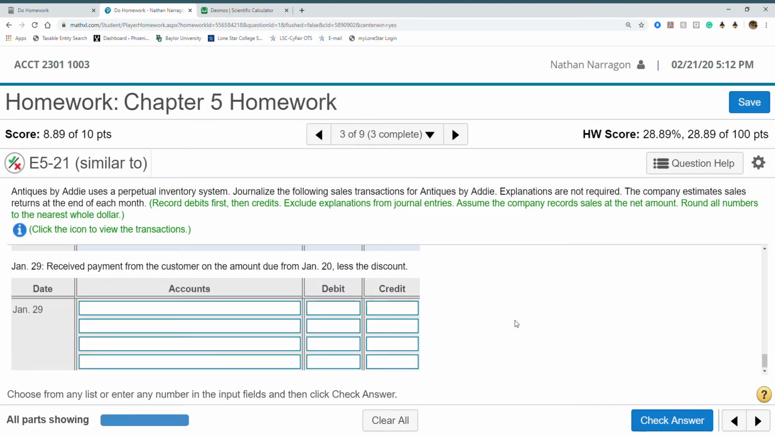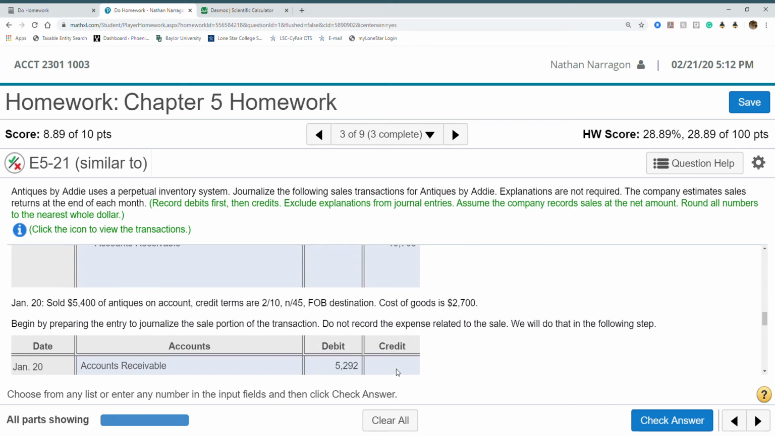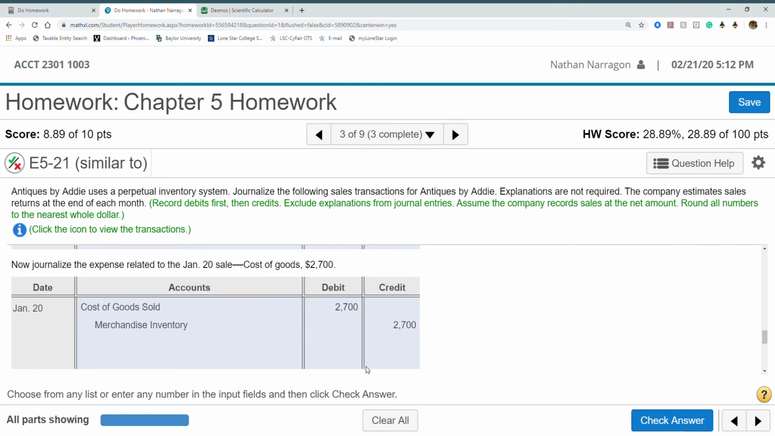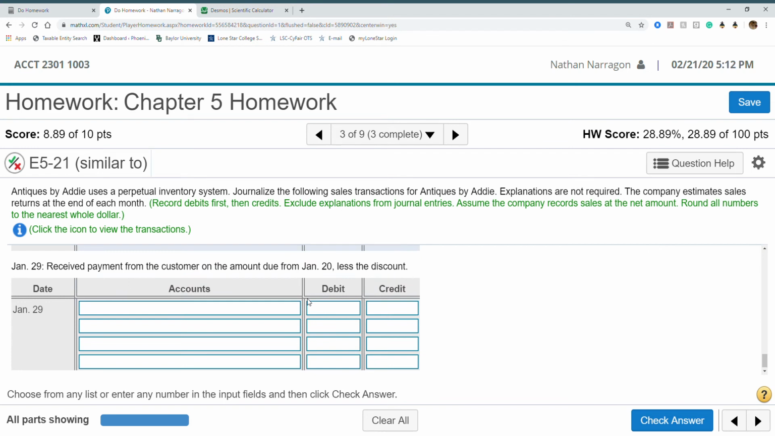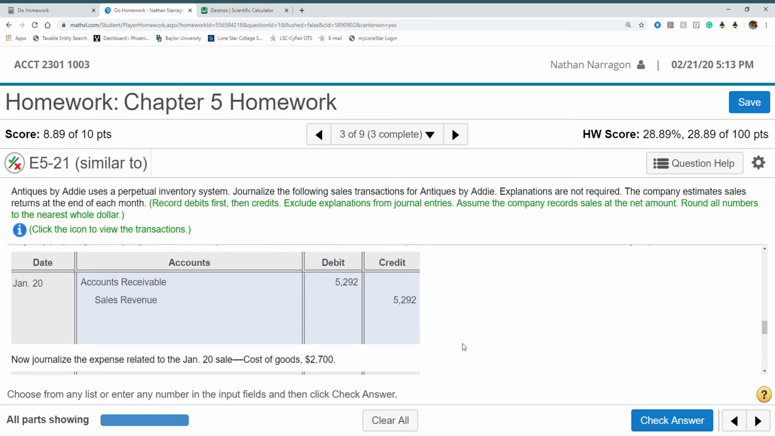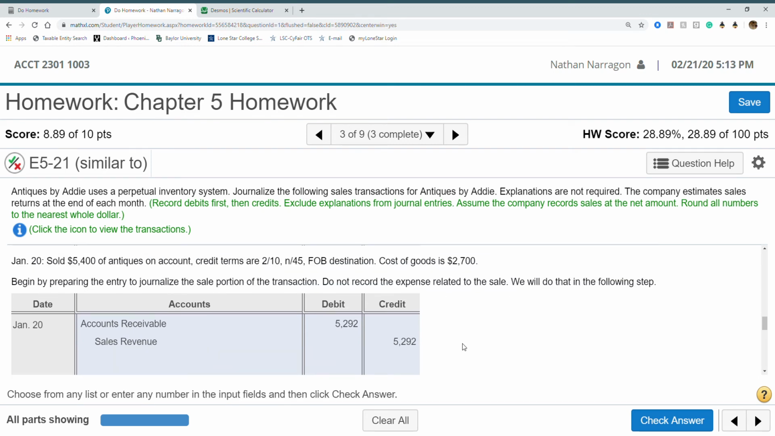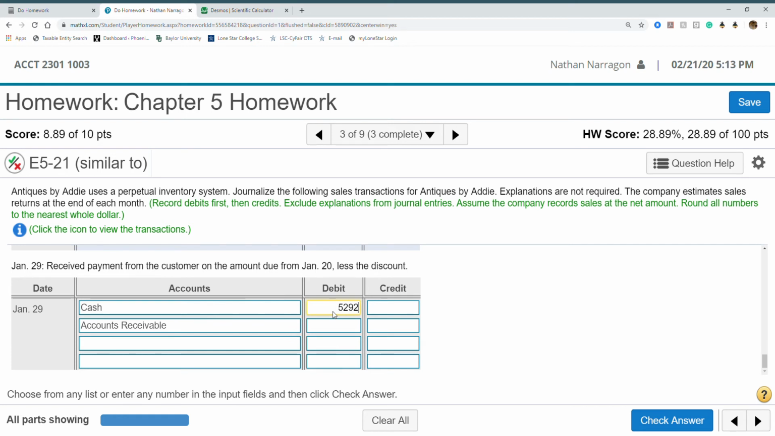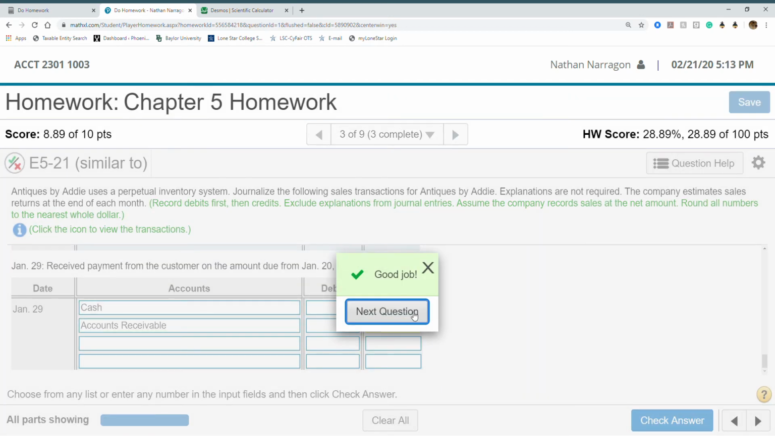Okay. Receive payment from the customer on the amount due, less the discount. Since the discount was already figured here, and they have no returns here, it really is just this amount. So again, cash with our accounts receivable, and since it's within the due date, we just go 5,292. And that's it. Question number 3 is not that difficult. Again, it's just memorizing journal entries and being careful of what you do.